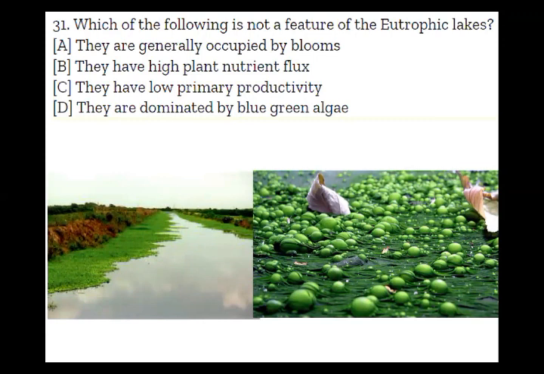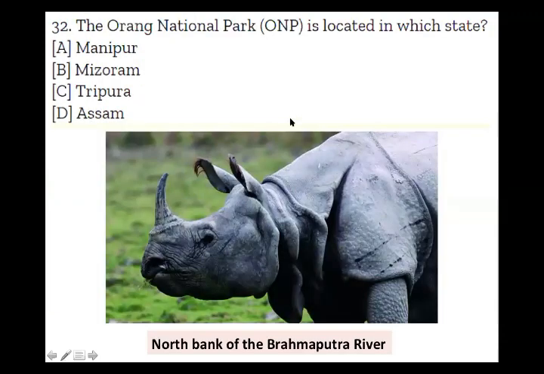So in that case, eutrophic lakes will have very good productivity. Primary producers are supposed to be higher. So in this case, option C, low primary productivity, is not a feature of eutrophic lakes.